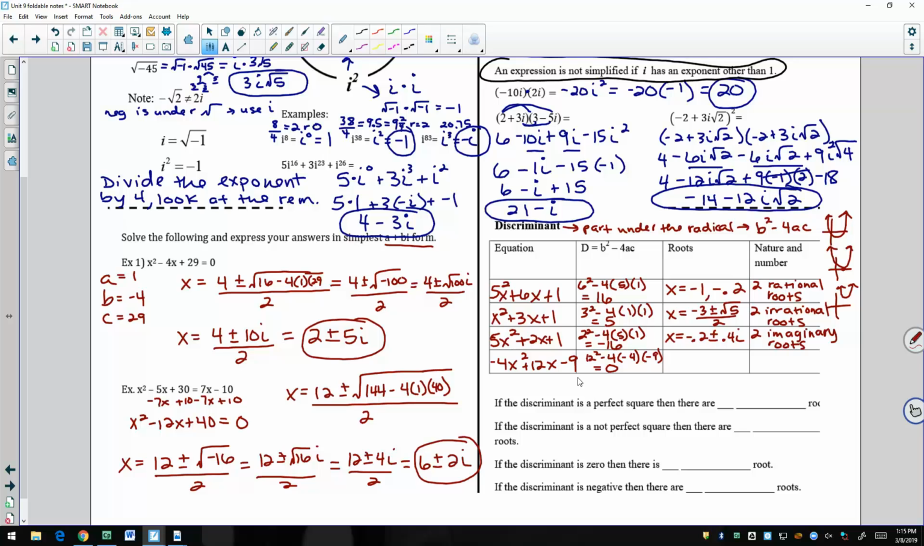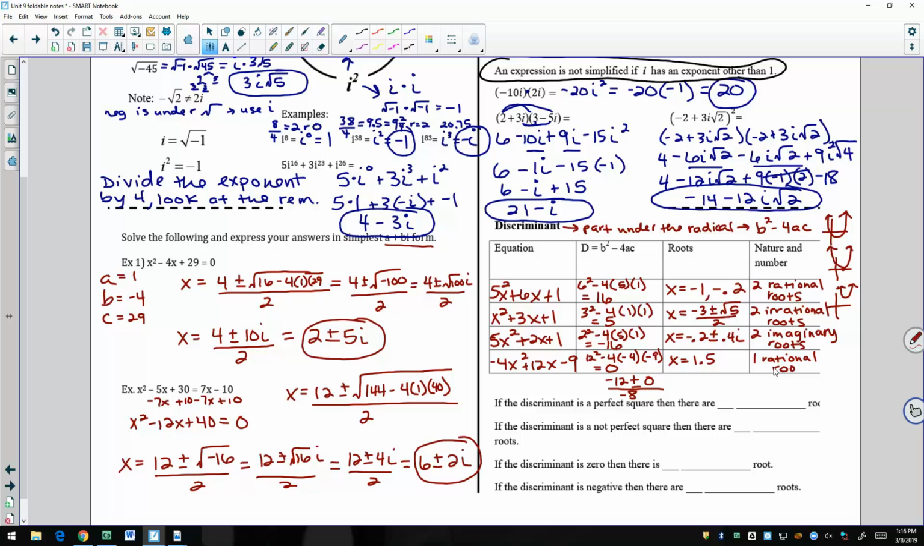So what that means, if you finished the quadratic formula to find the 2 roots, you would get negative 12 plus or minus 0 all over negative 8. Well, negative 12 plus 0 is negative 12, and negative 12 minus 0 is negative 12. And if you divide both of those by negative 8, you're going to get the same answer. You're going to get 1.5 twice, which we only ever write once if it's the same exact number. So therefore, this is 1 rational root.